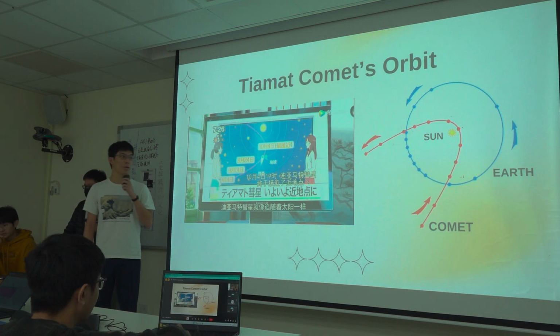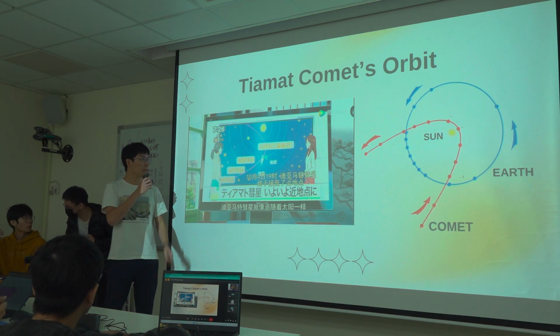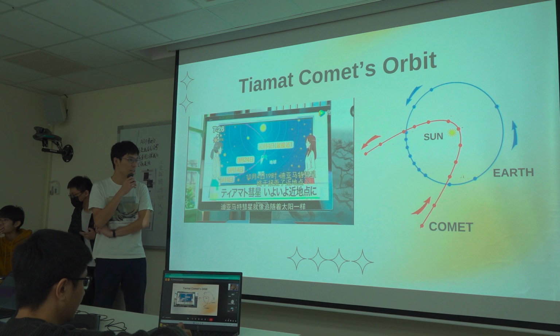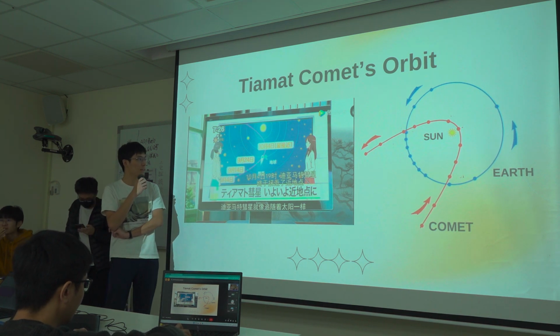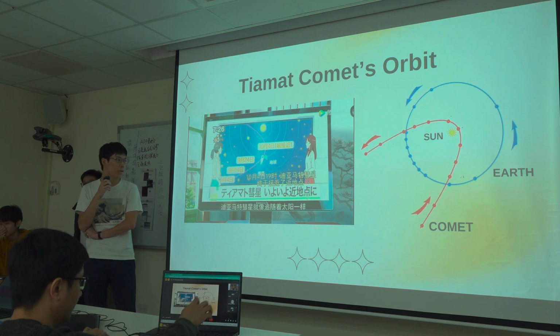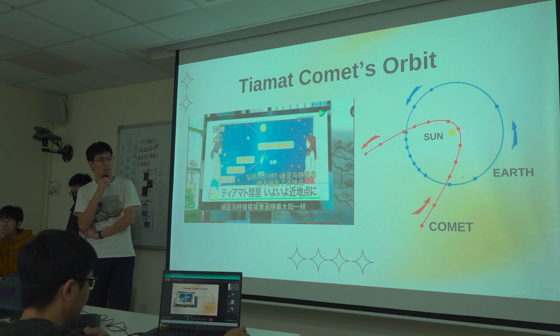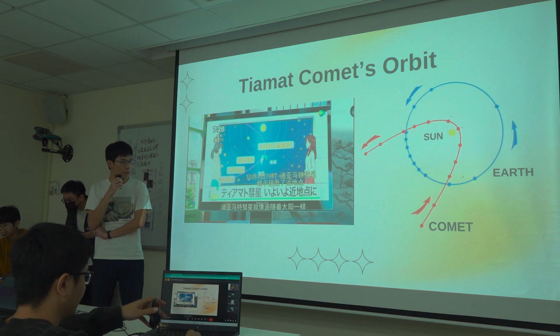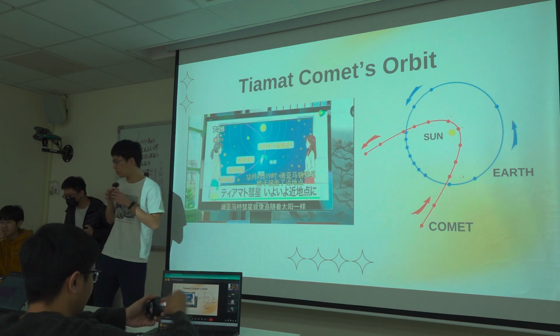The first part I'm going to talk about is the comet's orbit. As we can see in the picture, the comet didn't orbit around the sun. This is not true because the sun's gravity will pull the comet and let it orbit around the sun. So in reality, the comet's orbit should be like the one on the right side.